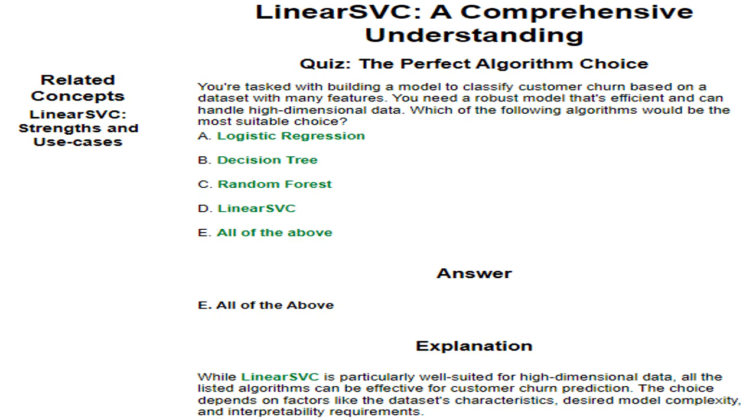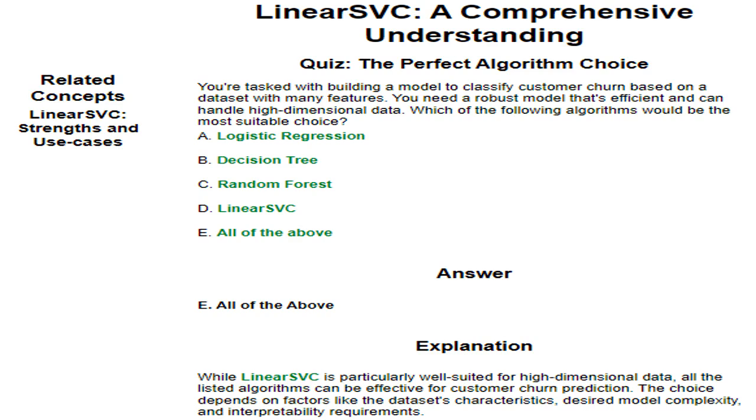C. Random forest. Random forest is an ensemble method that combines multiple decision trees to improve accuracy and reduce overfitting. It is generally more robust and efficient than a single decision tree, making it suitable for high-dimensional data. Correct, but not the most suitable.